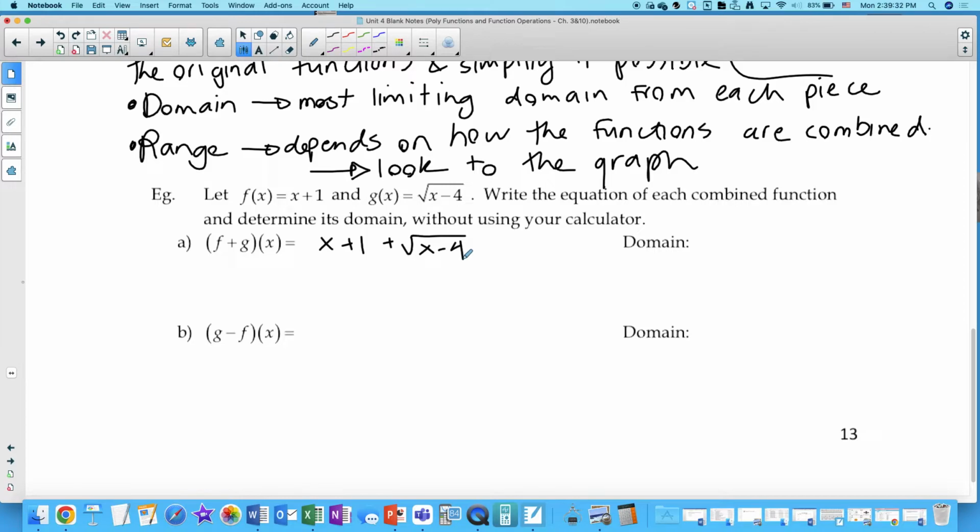Okay, so which piece of this function do you think we need to look at to figure out the domain? The square root, yeah, because square roots are where we have restrictions as to what we can put inside, right? We need to make sure that the radicand is non-negative. So we need this condition. Okay, and that works out to be a domain of x is greater than or equal to 4.